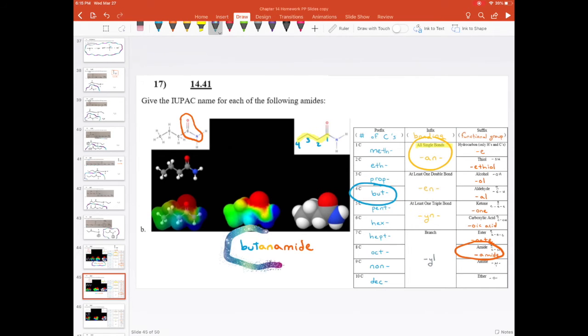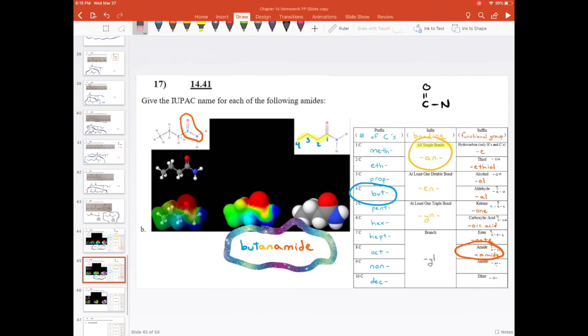You don't have to give a number for where the amide attaches. Notice that in the amide functional group, carbon double bonded to oxygen, single bonded to nitrogen, this carbon here, where the nitrogen is attached and where the double bond to the oxygen is, is assumed to be carbon number 1. And so you don't have to say where the amide is. It's assumed to be at carbon number 1. So the name for this compound altogether, butanamide.